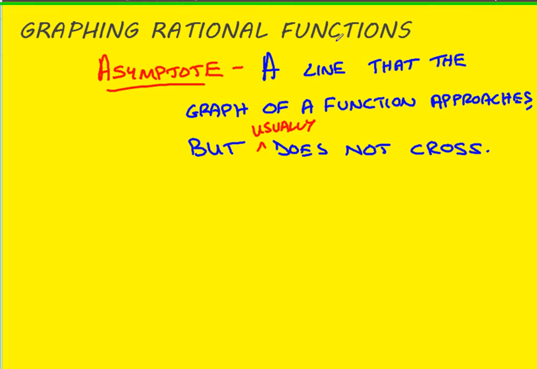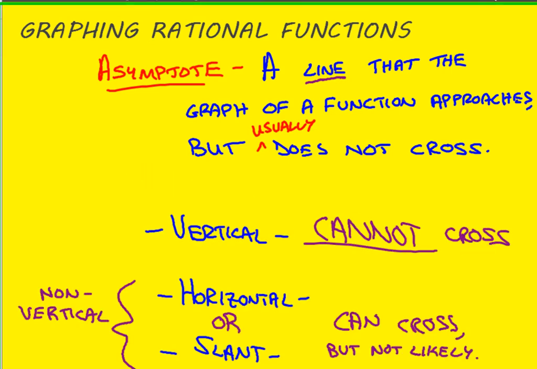I should also mention here this word line is very important. Again, 99 times out of 100 an asymptote is a line. You technically could have a quadratic asymptote or a cubic asymptote. Again, very rare. We don't look at them very often, but it is possible, so we need to mention it for sure.